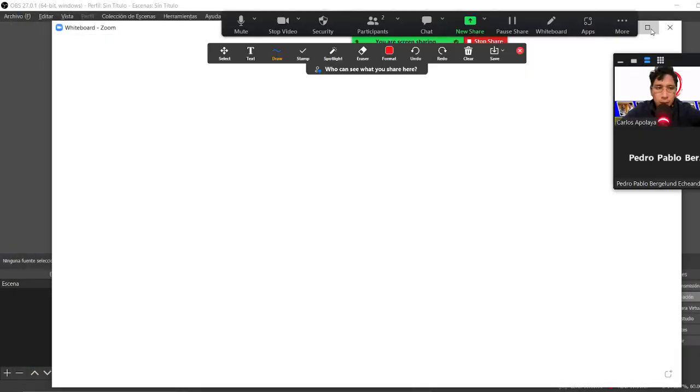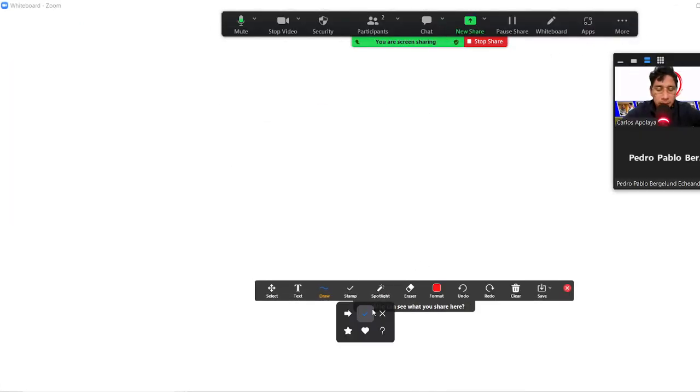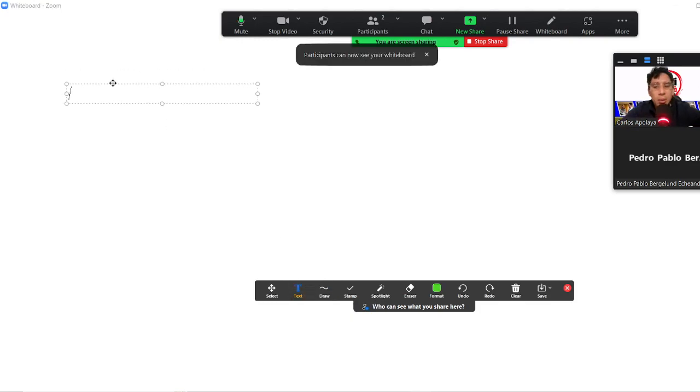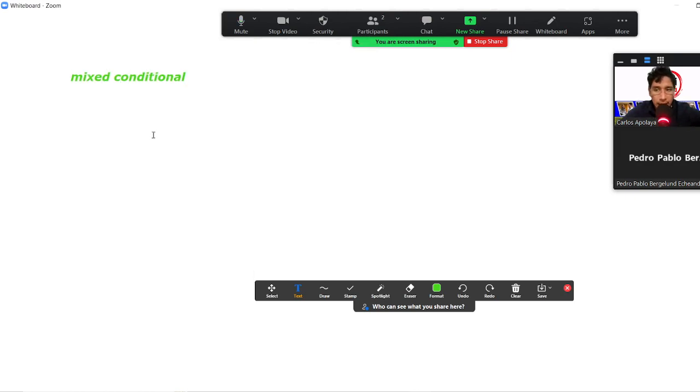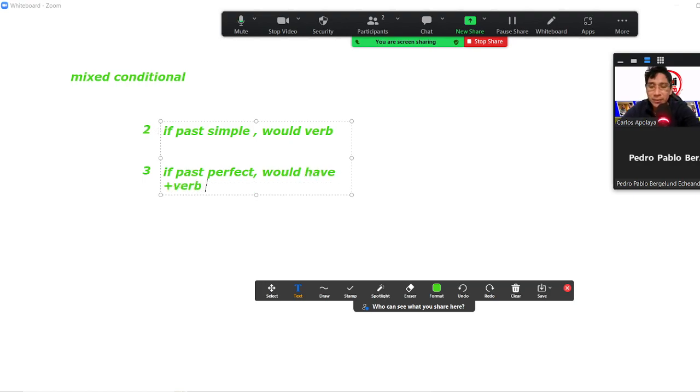Well, yesterday we were discussing the conditionals. Do you remember? The first, the second, the third conditional. And then we were talking about the mixed conditionals. Do you remember? When you have the second and the third conditional, you have if plus past simple, and then you have the result, which is would plus the verb. And then we have if plus past perfect plus would have plus the verb in participle, right?